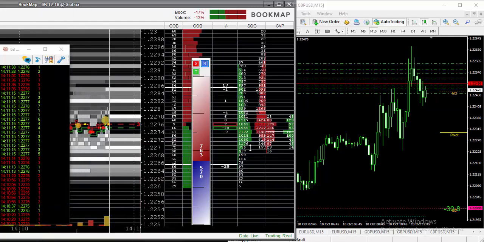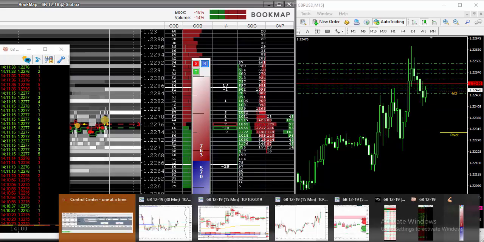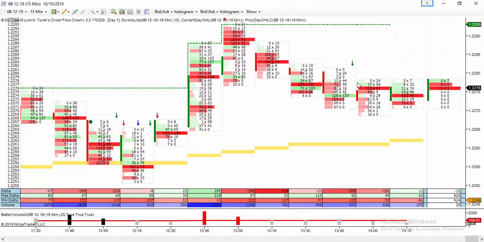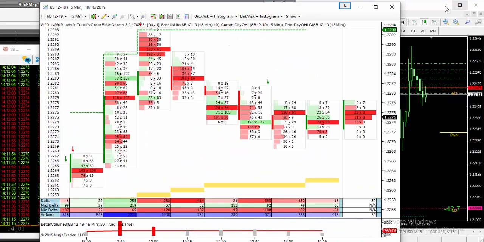But all this time, what we have been seeing is sellers that have been dominating all the time. But they have been being absorbed. Prices haven't really gone anywhere. This is as far as they went. So I'm going to be looking. We have a sequential decline on this candle here. So we are waiting to see what is going to happen in the next few minutes.